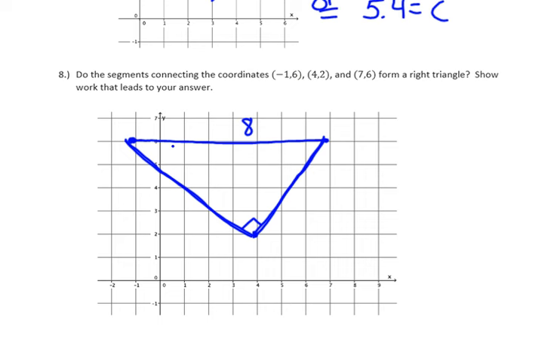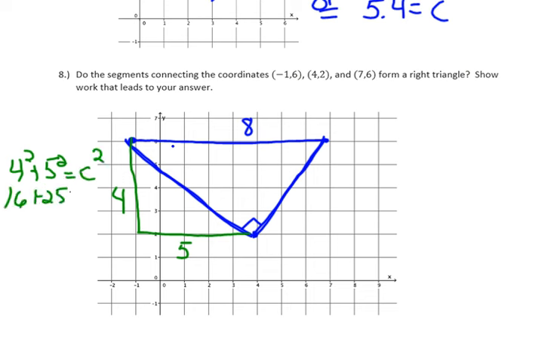So over here, this is 1, 2, 3, 4. 1, 2, 3, 4, 5. So we have 4 squared plus 5 squared equals C squared. 16 plus 25. So the square root of 41 equals C. So this side of your triangle is the square root of 41.